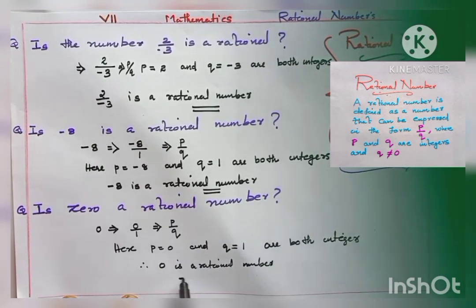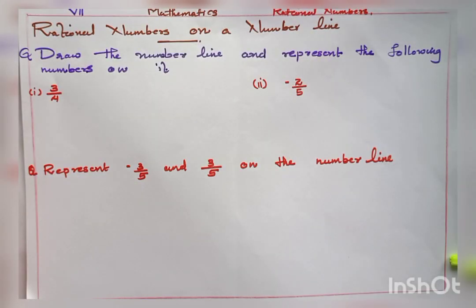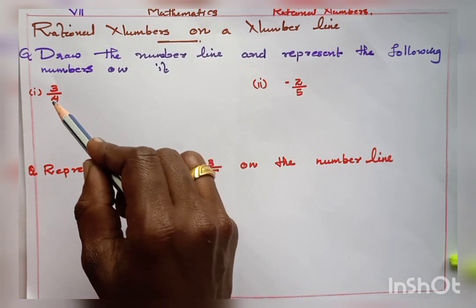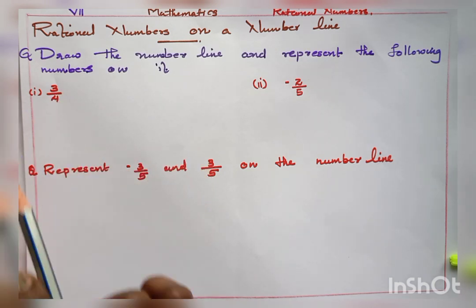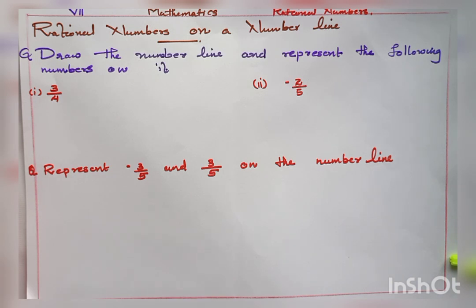Okay, the next topic, representation of rational numbers on a number line. Draw a number line and represent the following numbers on it. The first rational number is 3 by 4. See, 3 by 4, both numerator and denominator positive. So this is a positive rational number.